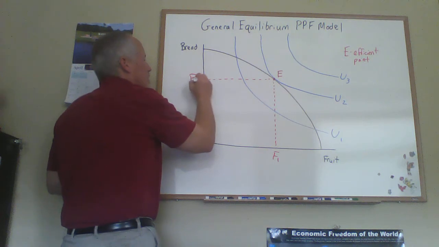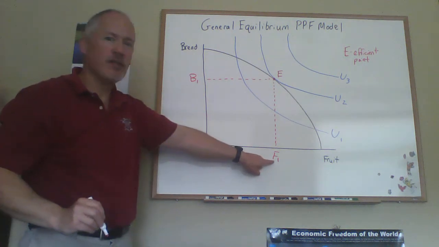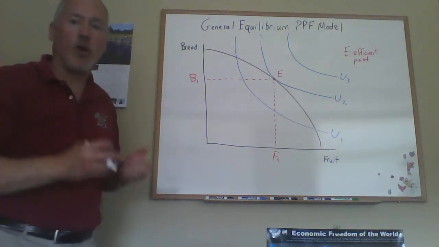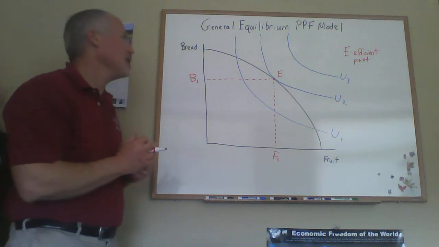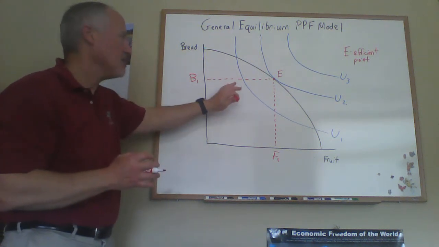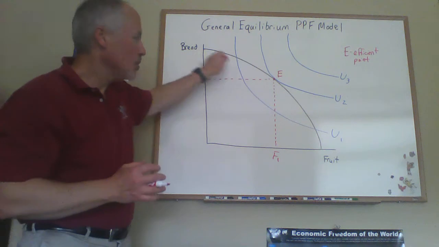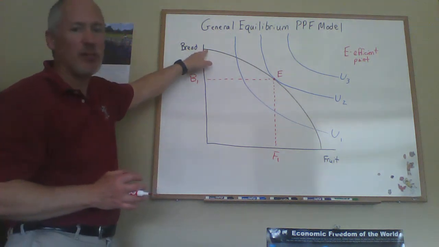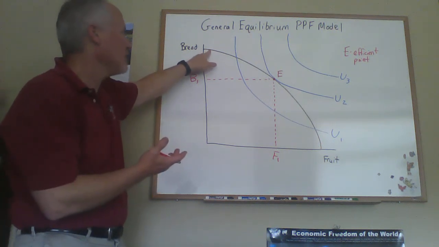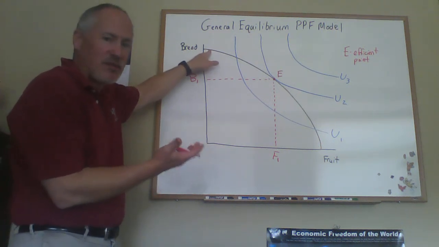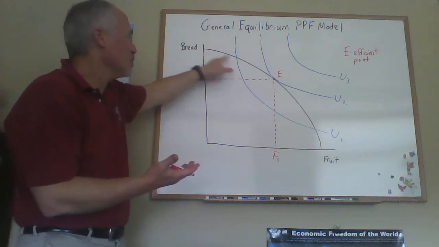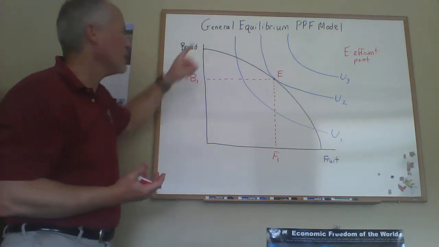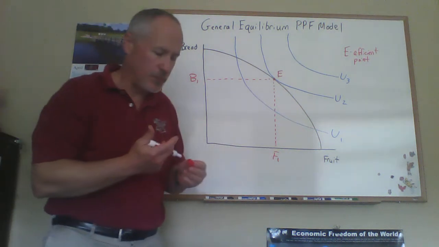That would give us that the efficient quantity of fruit in this economy would be F1, and the efficient quantity of bread would be B1. So this is the efficient point in this economy, given that we've added preferences. Once we have preferences, we can say that people wouldn't want to be up here. If the economy was operating up here, this wouldn't be efficient, because consumers would prefer to be at E than at a point up here where they have lots of bread and no fruit.